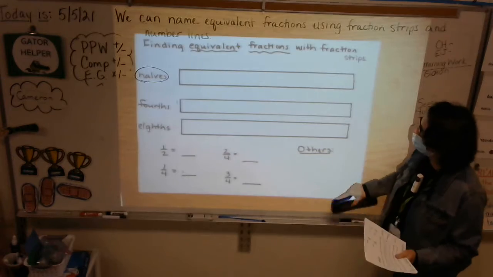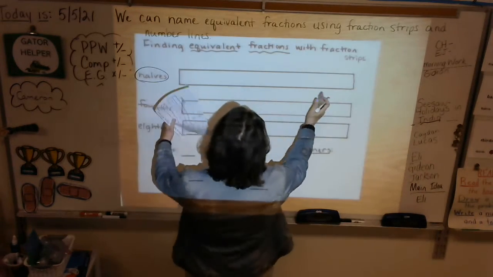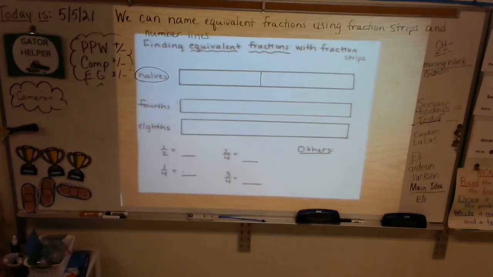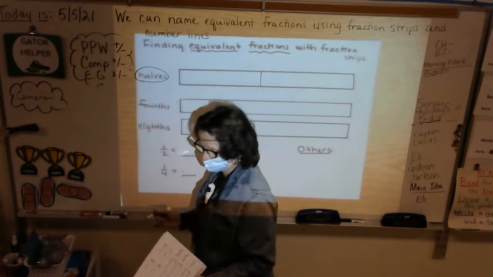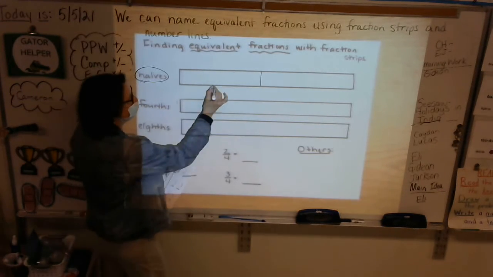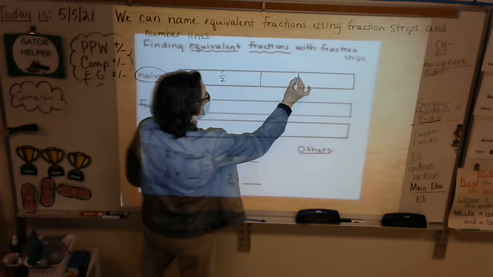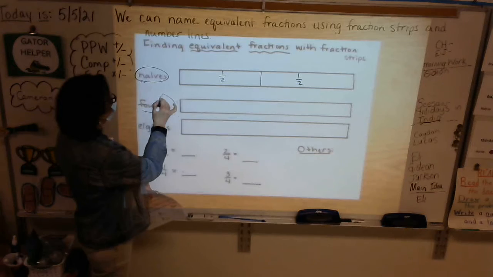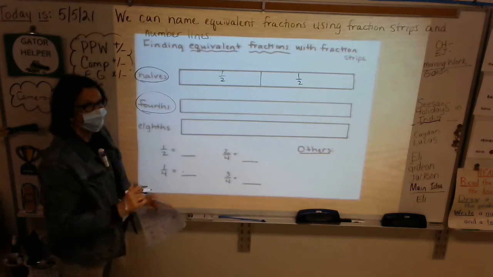How many equal parts will we need for halves, boys and girls? 2. So I'm going to try to find the middle here. I'm going to step back and just see if I found the middle. That doesn't look too bad, right? And then what do we do as soon as we partition them? We label, thank you Jackson, we label each part, right? 1/2, 1.